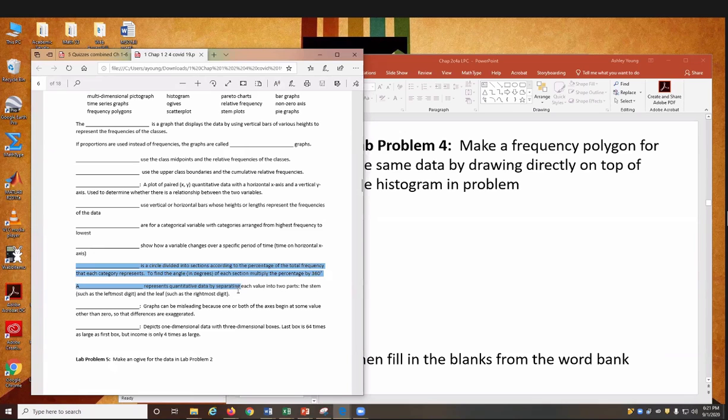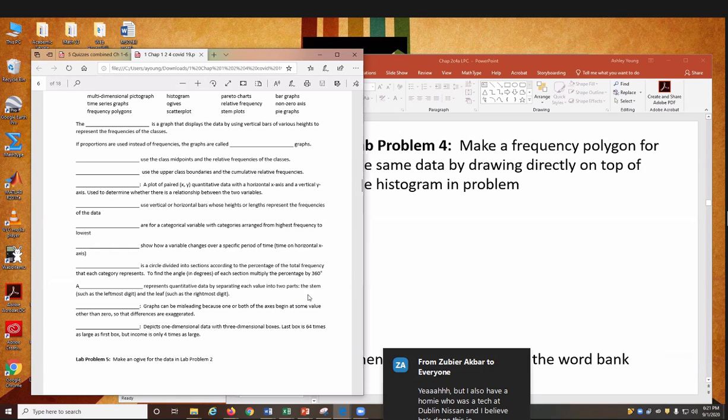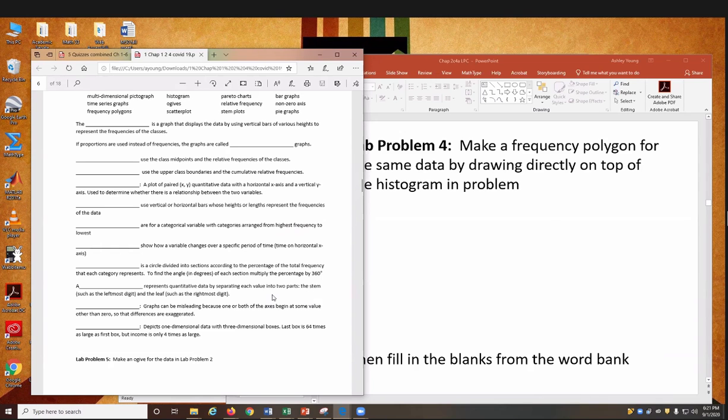Group eight, the next two. A pie chart is a circle divided into sections according to the percentage of the total frequency that each category represents. To find the angle in degrees of each section, just multiply the percentage by 360. For the next one, we have stem and leaf plot. It represents quantitative data by separating each value into two parts: the stem, such as the leftmost digit, and the leaf, such as the rightmost digit. Perfect, thank you. I should have just crossed that one out. And then group nine, the last two.